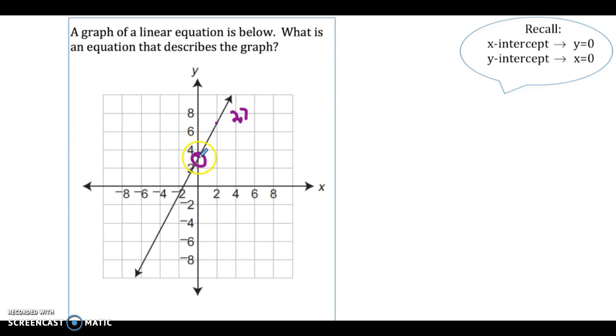So we can rise from 3 to 7, and then we run 2. So our slope, I'm sorry, we rose 4. We rose 4 and we ran 2 for a slope of 2. So we get the equation y equals 2x. And then again, our y-intercept was 3.